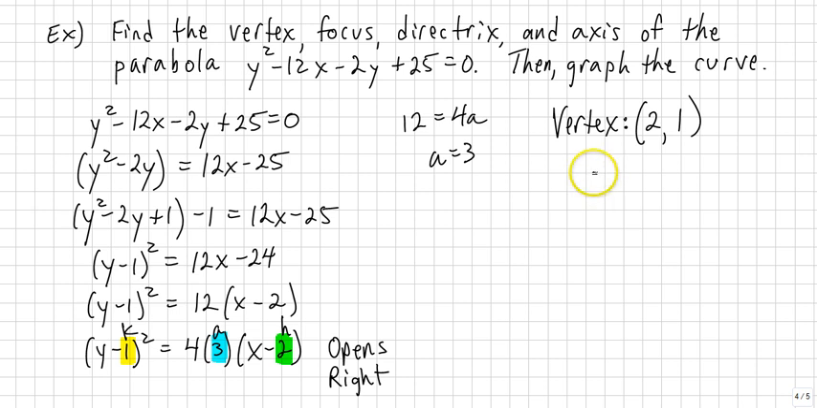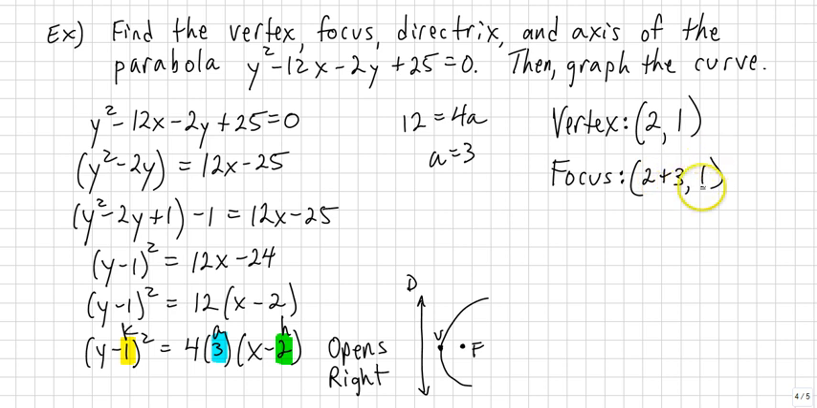What else did I ask for? The focus. So the focus, remember our parabola is opening to the right. So if that's the directrix, then we're going to have a vertex, and then we're going to have a focus, and it's going to open like this. To get my focus, remember it's just a distance of a from the vertex. So it's just going to be 2 plus a, comma 1, which would just be 5, comma 1.